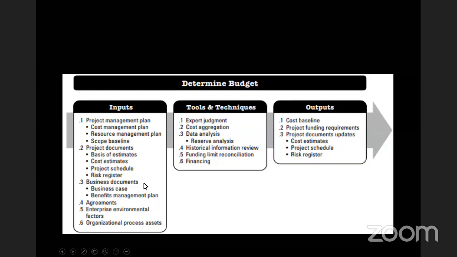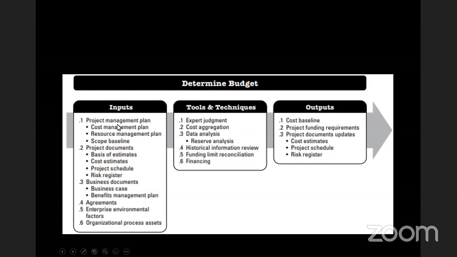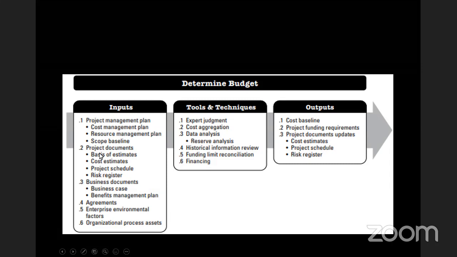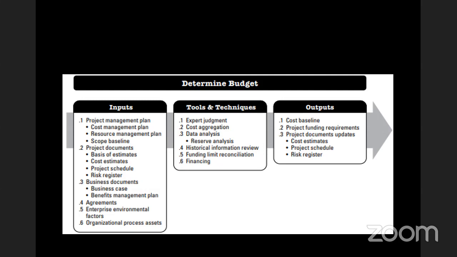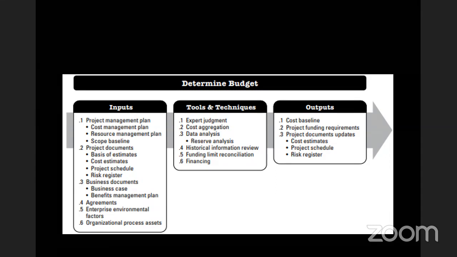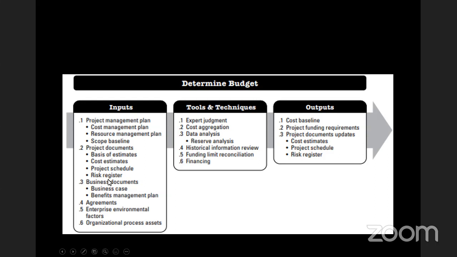Now, in this process, the inputs are your cost management plan, your resource management plan, and your scope baseline, under your project management plan. While you also have your project documents, and the key project documents here are basis of estimates and your cost estimates. Now remember, your basis of estimates and cost estimates were determined during the earlier process, and then your project schedule determined earlier, and then your risk register.